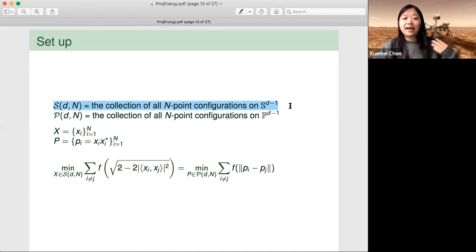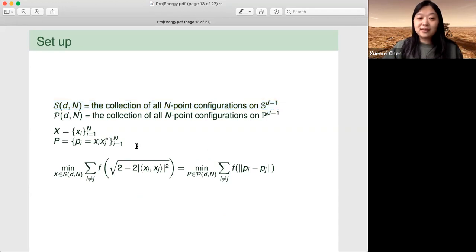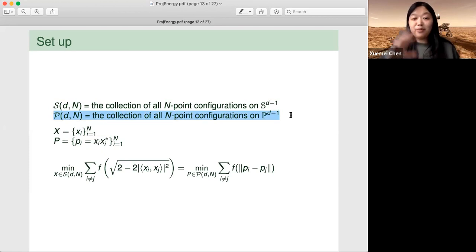This is just the collection of endpoint configurations on the sphere, so x_i are on the sphere, and then I'm going to raise it to the rank 1 projections, or rank 1 matrices. That would be capital P, and I'm going to claim that P is in this space here, the collection of all n-point, or n rank 1, configurations on the projective space.